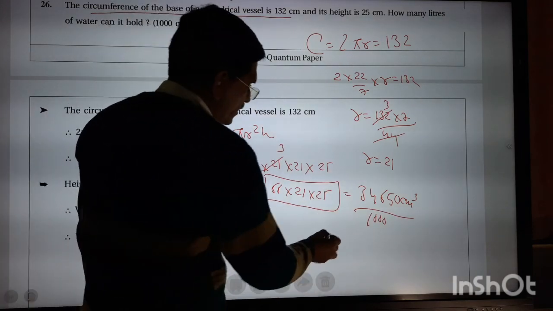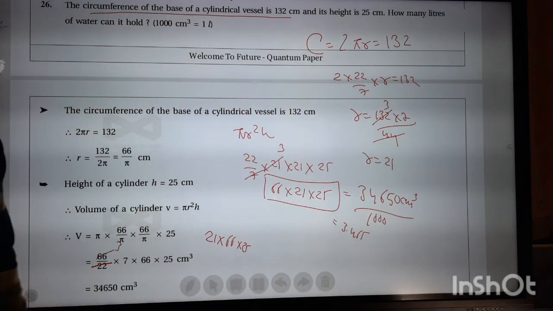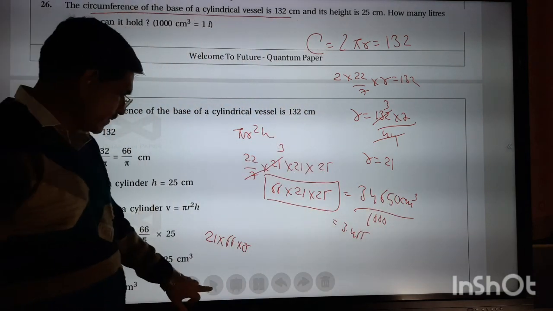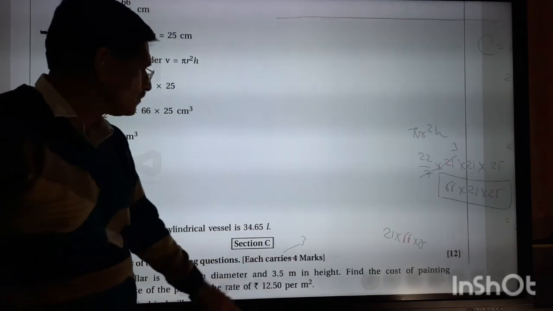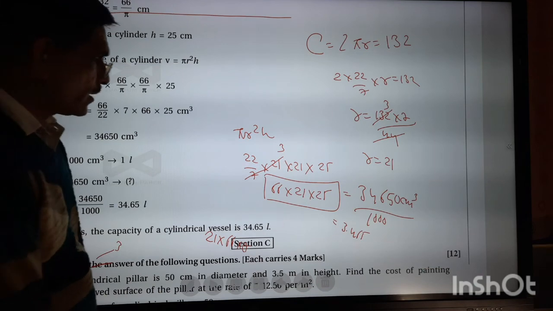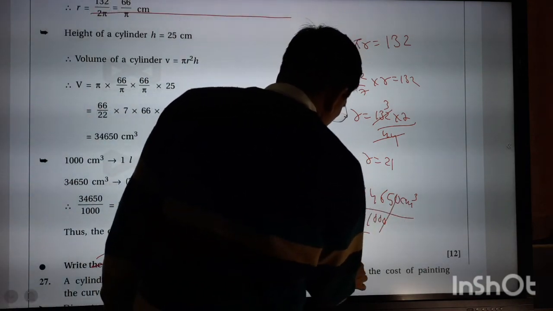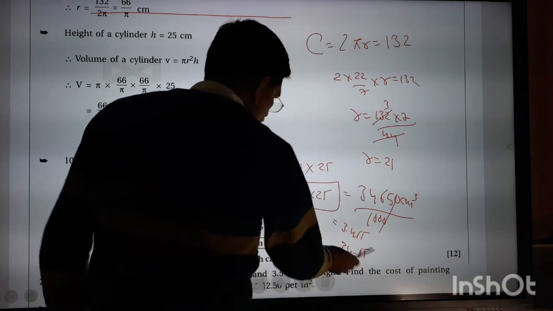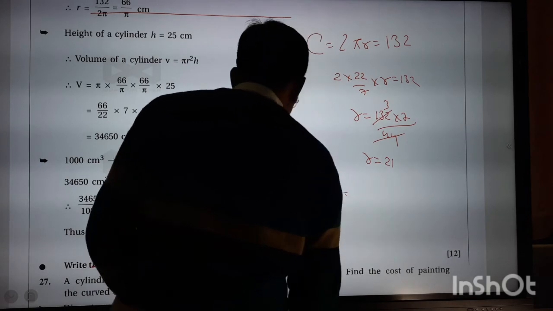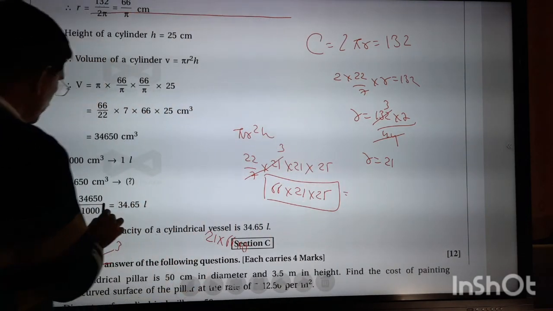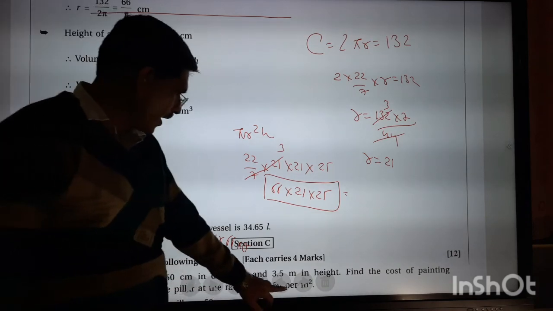Already we know that if there is a centimeter cube, if I will divide it by 1000, the answer must be in liter. Always remember that. So let me see, the same answer is not there. Sorry, here 10 we can cancel. So 34.65 is the answer. If we will cancel it, 34650 divided by 1000, the answer is 34.65 liter.